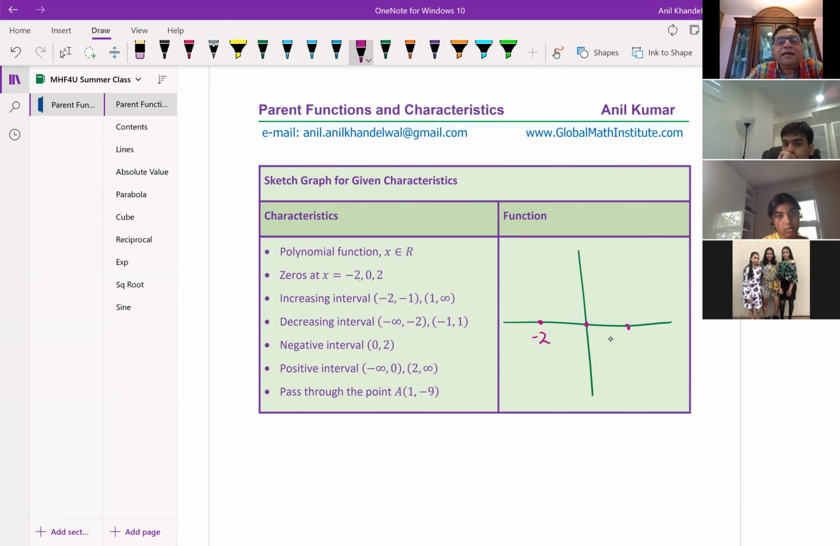Now it says increasing in the interval from -2 to -1. So let me draw some guidelines. I'm just showing you a method of doing things. So I will call this my rough work column, like this. So we are saying increasing interval in this region. So that means from -2 to -1, the function is increasing. Do you see that? And from 1 to infinity. So I have written here 1 to infinity. It is always increasing here.